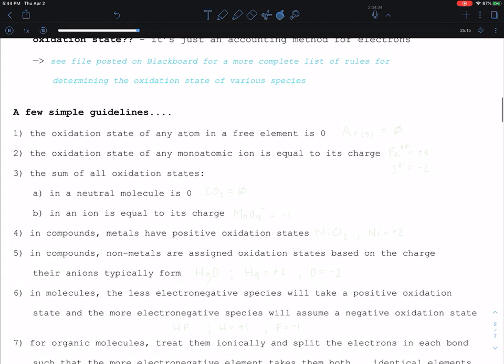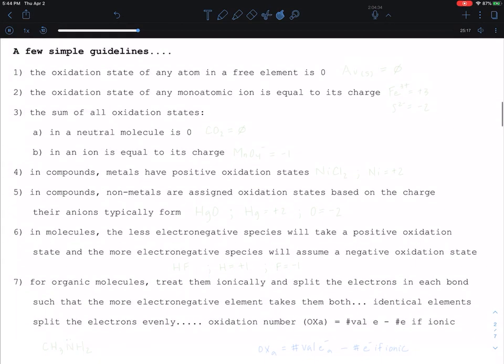In other words, the electron environment around the species on the reactant side and on the product side. And you decide, did the oxidation state change? If the answer is no for all of the species involved, then it's not a redox reaction. If the oxidation state changed for any of the species involved, from reactant side to product side, then yes, a redox reaction did occur. So let's start out with a few guidelines.